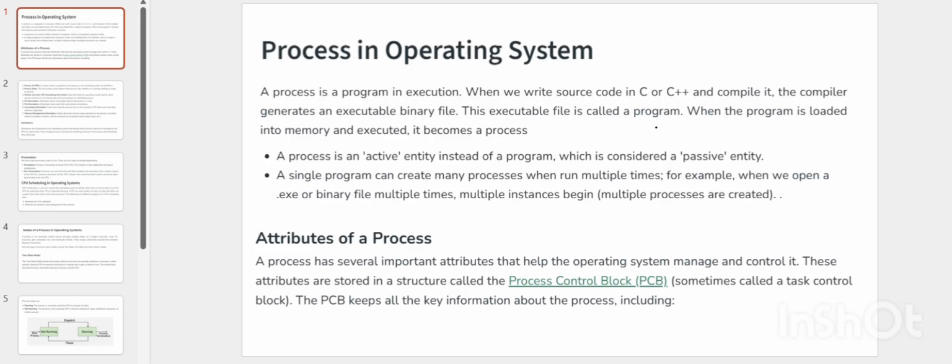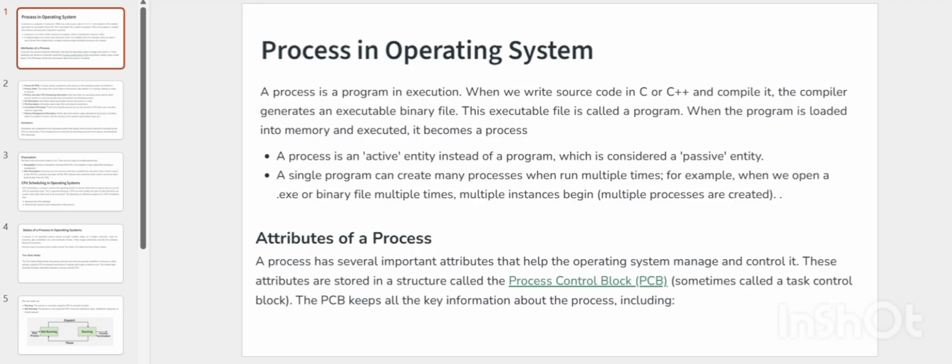So let us take a look at very simple examples such as whenever we open Google Chrome, it becomes a process. Whenever we type anything in MS Word, it is a process. So our computer runs many processes at the same time. Also, we can say that a process is an active entity. It has memory, CPU time, input-output resources, and also multiple resources can run simultaneously. So now let us take a look at the attributes of the process.